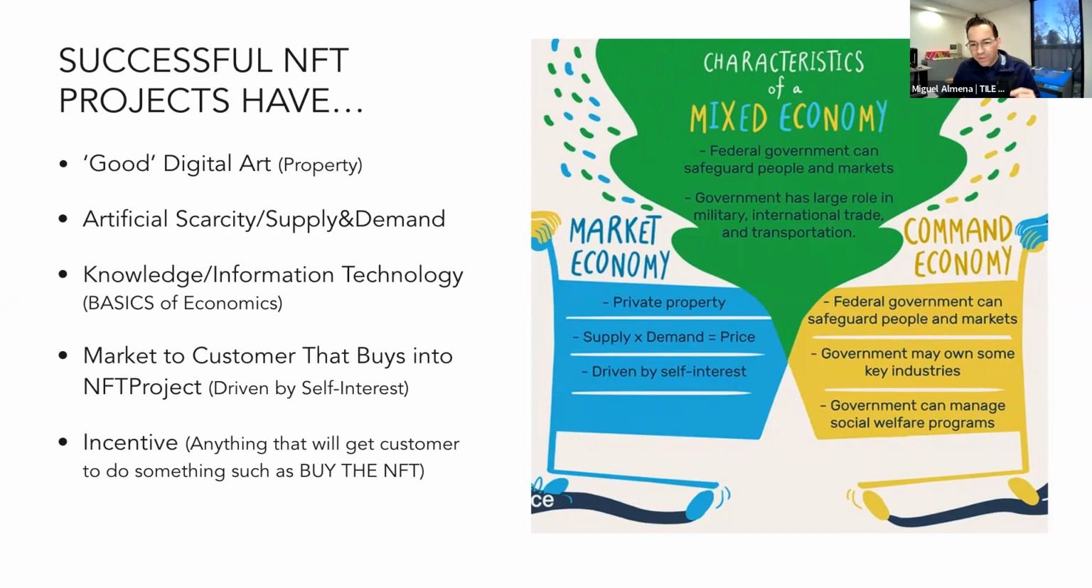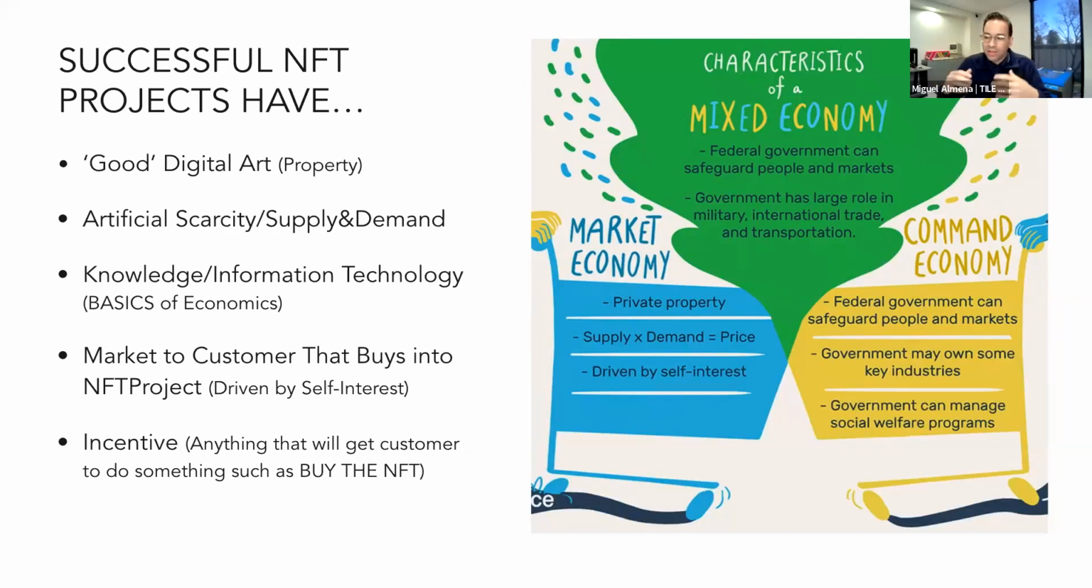Market economies, on the left there in blue, typically work like this: people buy when it's private property, there's supply and demand with a price, and it's driven by self-interest. I want this. And then the command economy is when, like, the federal government, in this case the website OpenSea, will create the market, create the safeguards, and then manage the programs that go into it.